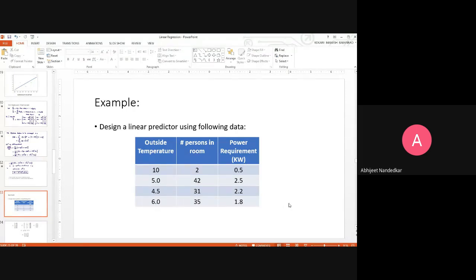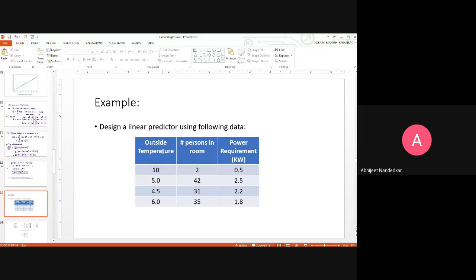Now you have to start predicting. Suppose I say outside temperature is 7 degrees Celsius and the number of persons sitting in the room is 25. Then what is the power requirement? This is not given in my table, so I have to estimate it based on the data available. This is a very good example to understand the power of prediction. With the help of these 4 samples, I assume that the relation between power requirement, number of persons and outside temperature is linear.